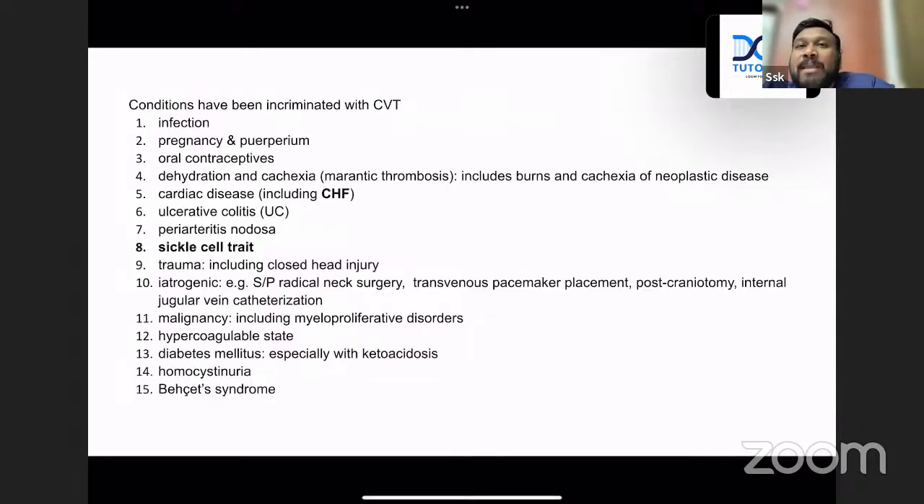Some important things that you have to remember, apart from what we have told, is infection and cardiac diseases, including congestive heart failure, polyarteritis nodosa, sickle cell trait. All these have a very high tendency to cause a CVT. And diabetes mellitus, along with ketoacidosis, especially the DKA setup, homocystinuria, and Behcet syndrome. All these have a tendency to cause increased CVT. All the other causes, I'm not stressing on them.